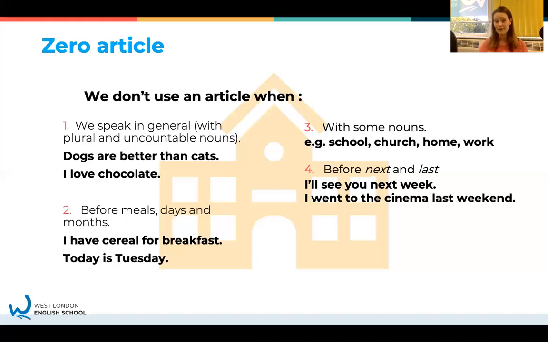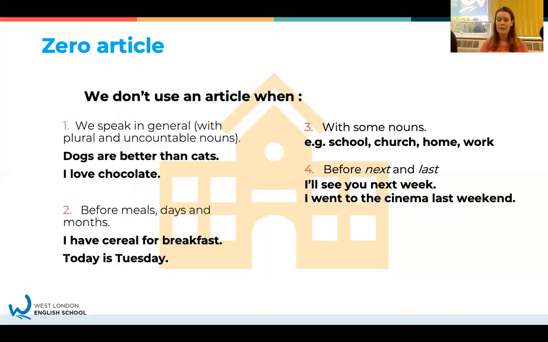Then with a lot of nouns, we don't use an article. There's some examples here: school, church, home, work. I would say, I went to school when I was a child. I go to church every Sunday. I'm going home soon. So we don't use anything with these.